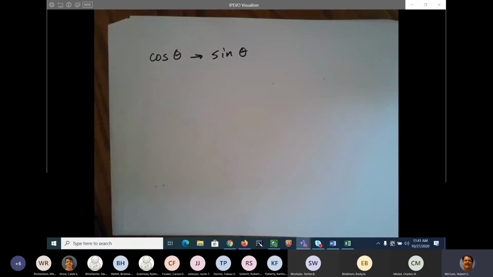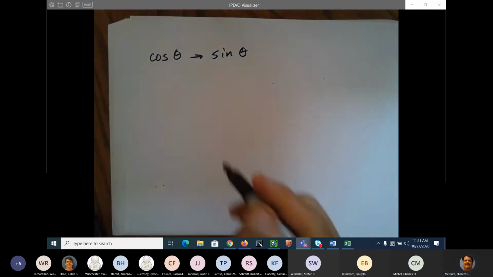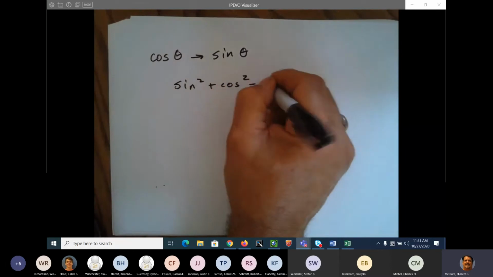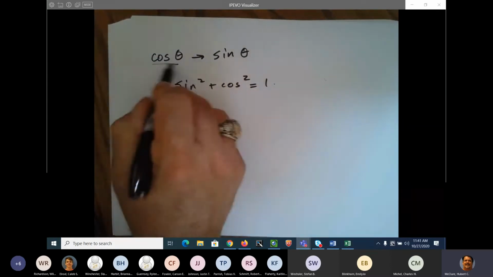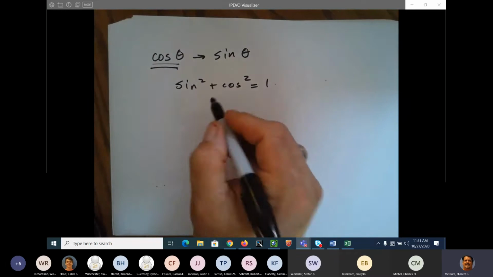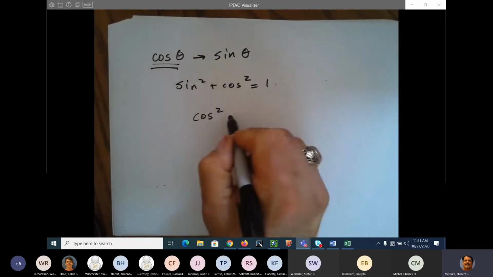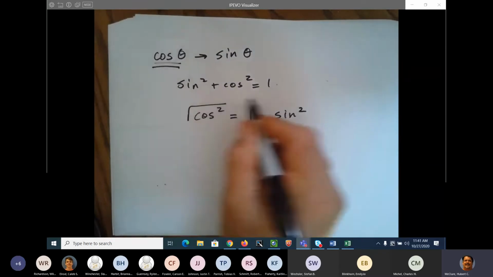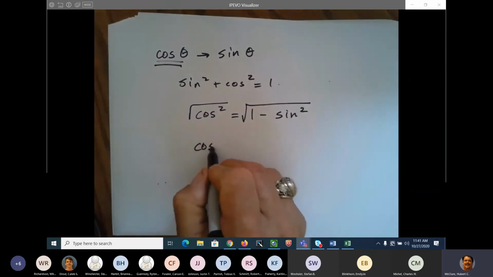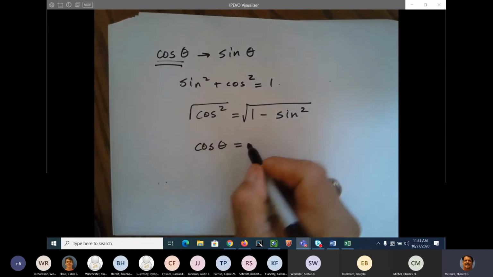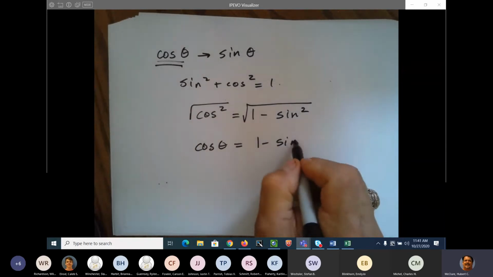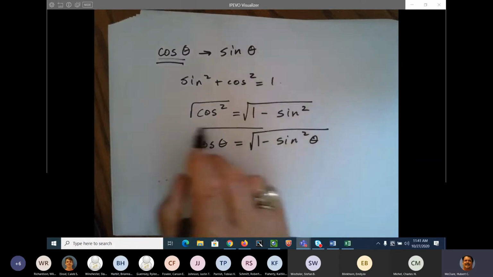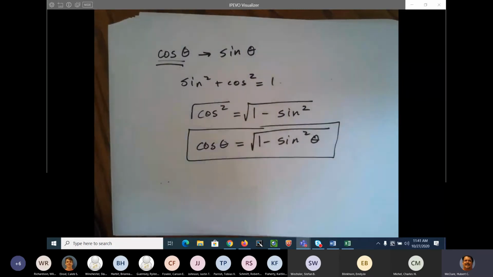All right, I'm going to rewrite cosine in terms of sine. The sine squared plus cosine squared is equal to 1, and I want cosine to be on the left. So I'm going to write cosine squared is equal to 1 minus sine squared, and take the square root. So the cosine of theta is equal to the square root of 1 minus sine squared. All right, that's the first one.